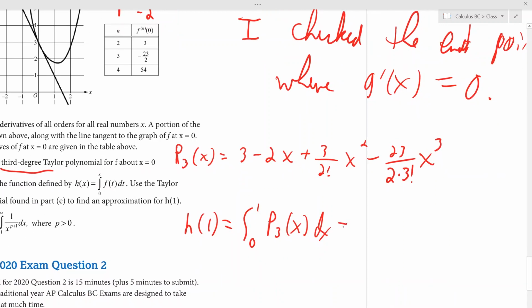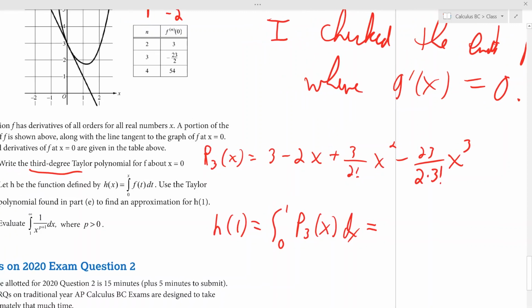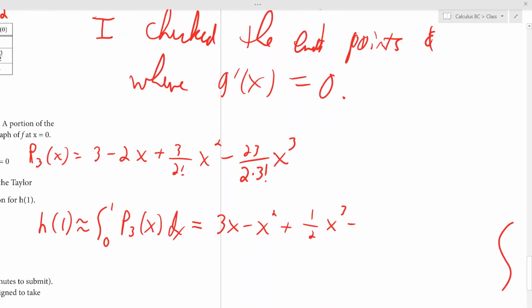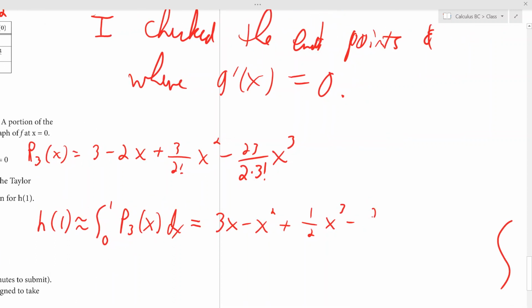So, h of 1 is actually approximately equal to this integral, right? Because we're stopping it. So the integral of p sub 3, just integrate it. It's 3x minus x squared plus 1/2 x cubed, right? Minus, it's going to become x to the 4th.